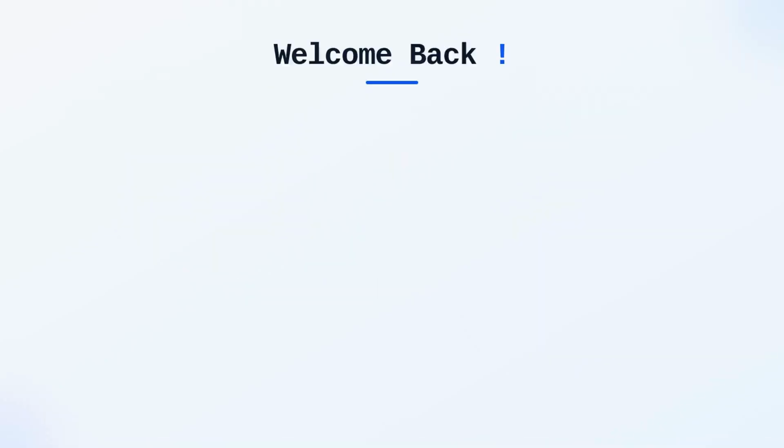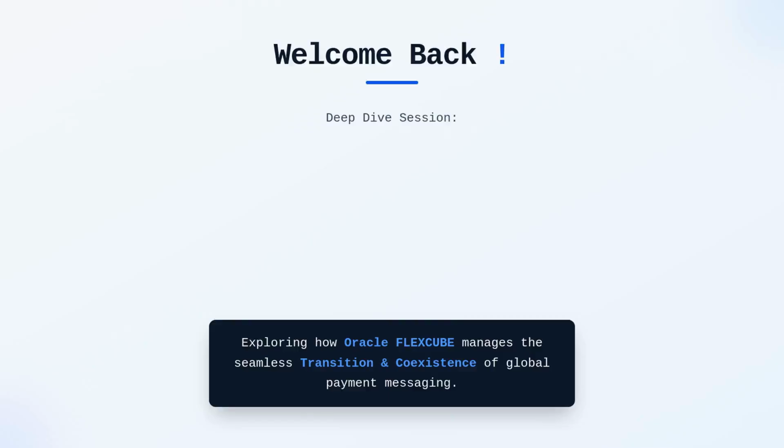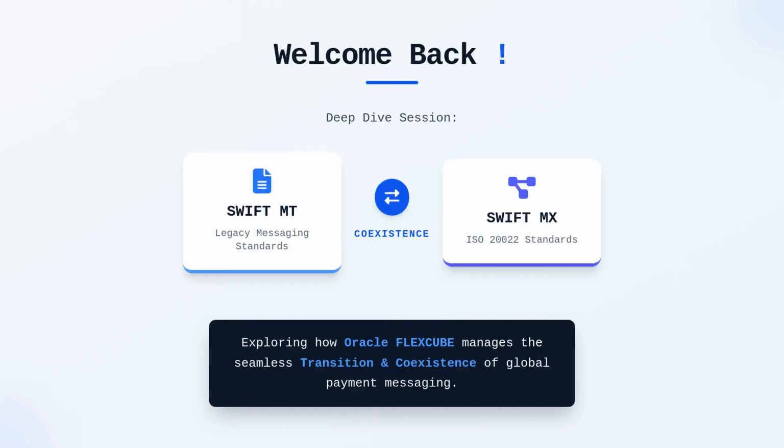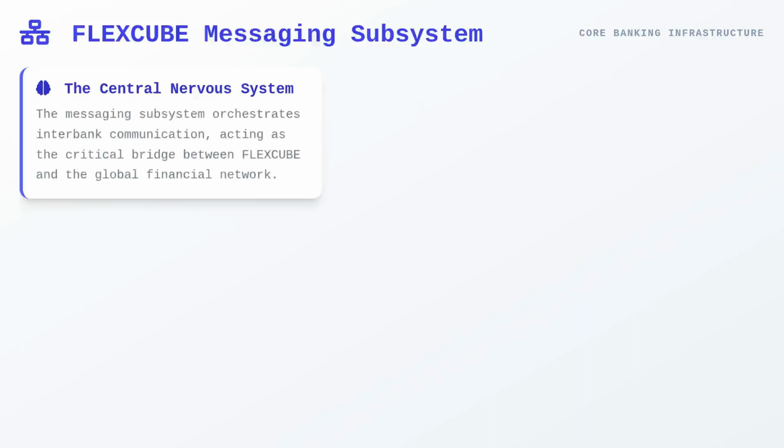Welcome back. Let us discuss how Oracle FLEXCUBE handles the transition and coexistence of Swift MT and MX messaging standards. In the landscape of modern core banking, the messaging subsystem acts as the central nervous system for interbank communication, and understanding how FLEXCUBE orchestrates this is essential.